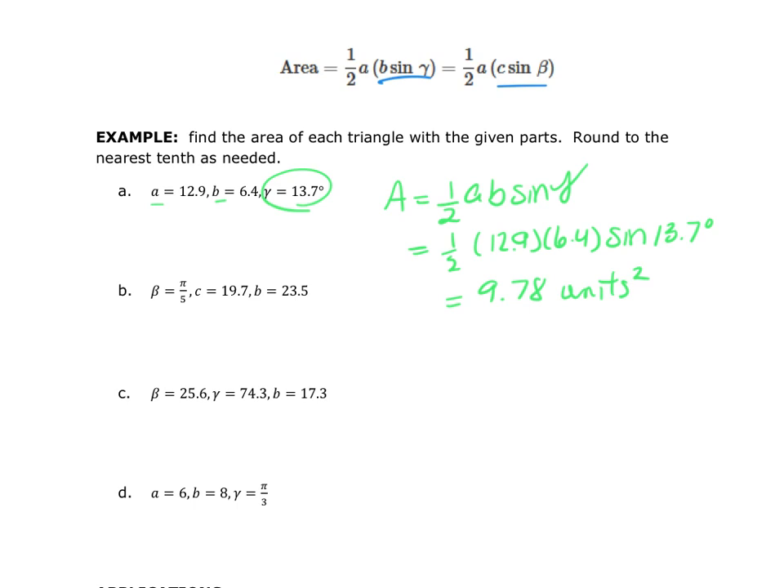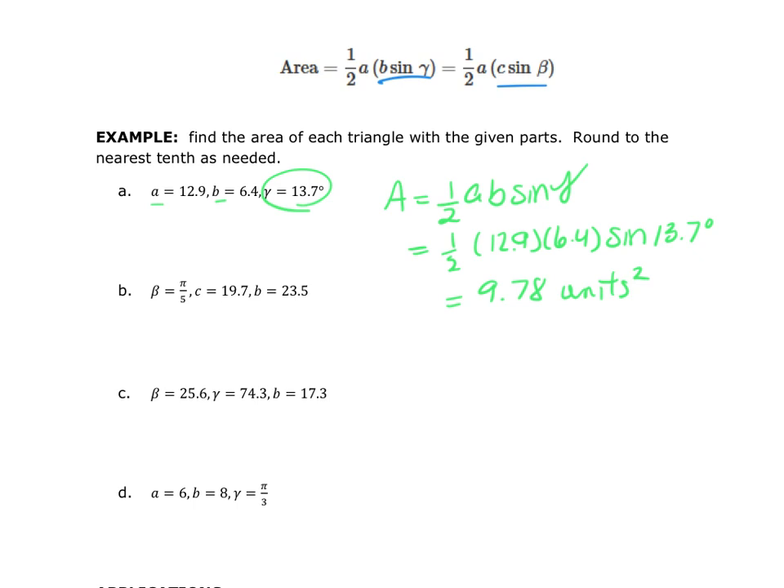Let's take a look at my next example here. I'm looking at this one, and this one and this one are going to be similar. This one's nice, straightforward. We love that. But these two I have to do a little work for, because notice I have B and C, but I also am given beta. And that's kind of a problem because I need the angle not opposite. So I'm going to have to probably use the law of sines to find one of my angles, like alpha, because that's what I need.